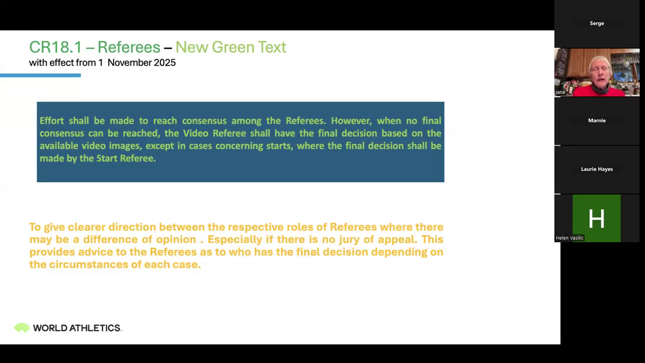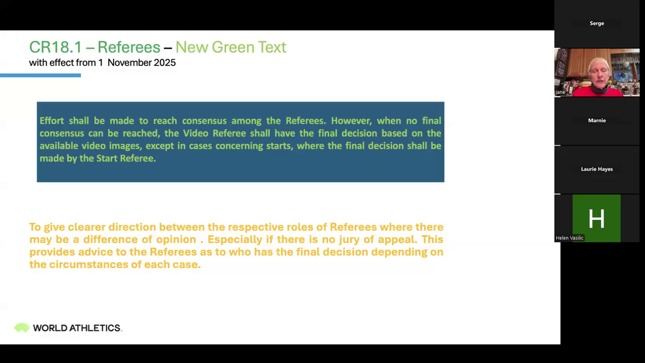Now, normally, there's collaboration among the referees. They discuss and they come to a consensus. Once again, if that can't be reached, then it's the video referee that has the final decision. Of course, if you do not have a video referee, then it will be the track and/or field referee who is going to be making the final decision.